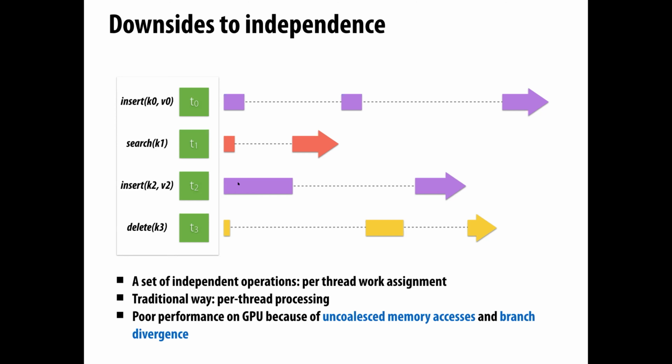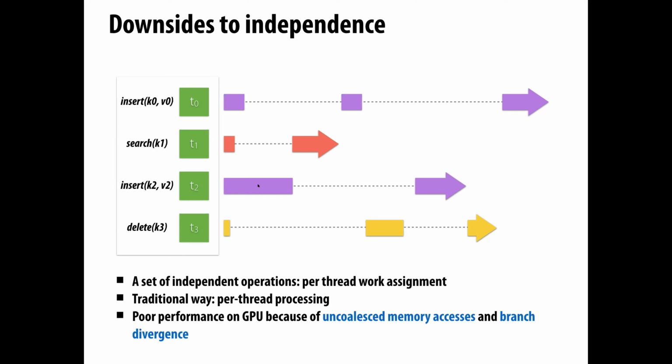The second issue is that each of these threads is potentially going to a different place in this data structure. And so we have massive uncoalesced memory accesses. Basically, all these threads want to go to different places in the memory. We really prefer that not to happen. We're not making the most out of our memory system when we do this.